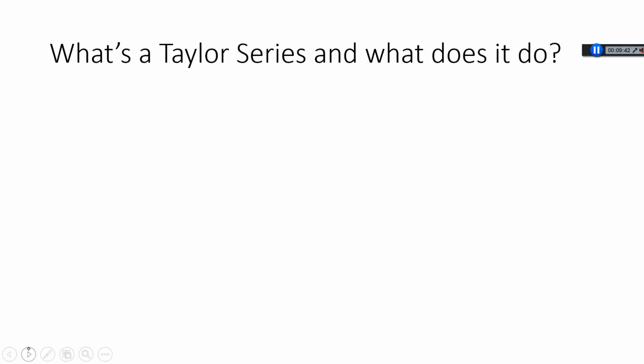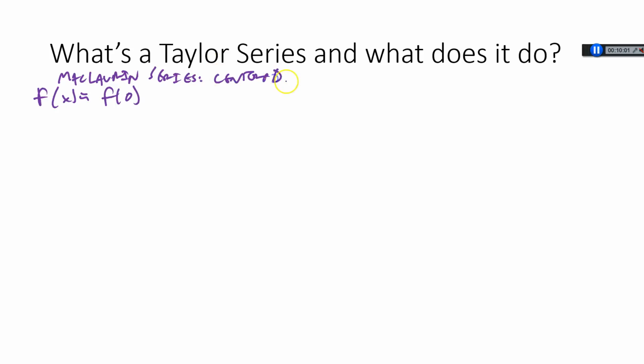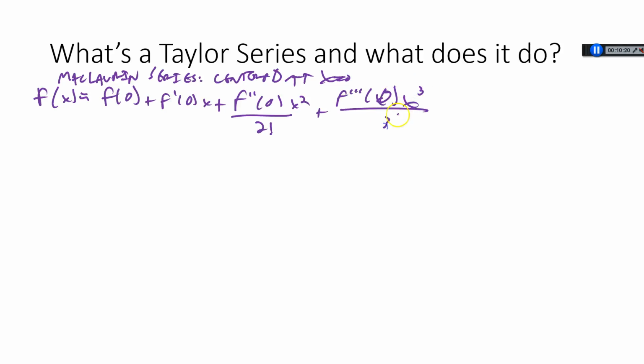So, Taylor series. What is a Taylor series and what does it do? Well, the Taylor series for a function, so f of x, can be approximated by f of 0. We'll start with the Maclaurin series. So Maclaurin, remember, means that it's centered at x equals 0. And what happens is you approximate all of the derivatives using this thing. So we have f of 0 plus f prime of 0 x plus f double prime of 0 x squared over 2 factorial plus f triple prime of 0 x cubed over 3 factorial, etc., etc.